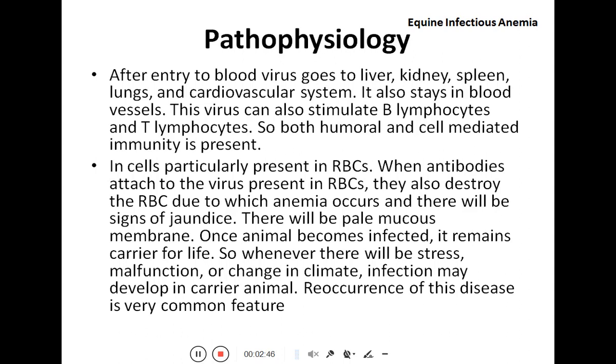Once an animal becomes infected, it remains a carrier throughout its life. So whenever there is stress, malfunction, or a change in the climate, infection may develop in the carrier animal, and recurrence of this disease is very common in future.